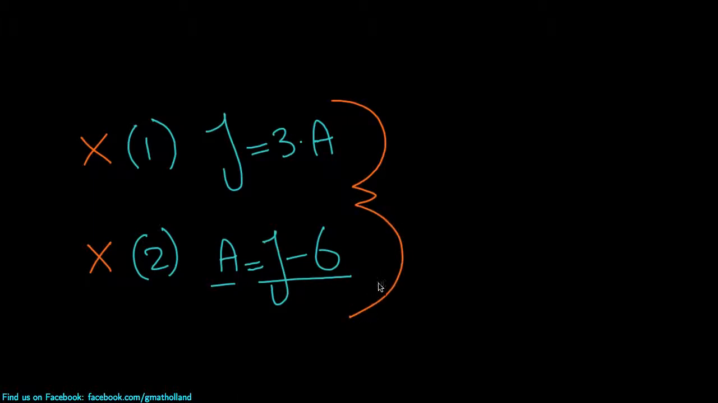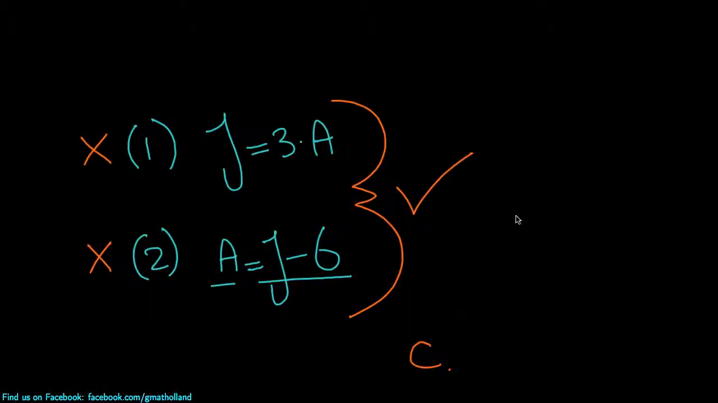Now, if we combine the statements, we have 2 equations and 2 unknowns, A and J. Therefore, we can solve for A and also for J, so we can answer how many books Anna has. Therefore, both statements combined are sufficient to answer your question. So your answer is going to be C. You need to combine both statements to answer your question. As you can see, you don't need to make any calculations, because data sufficiency questions are about whether you have enough information to answer your question.